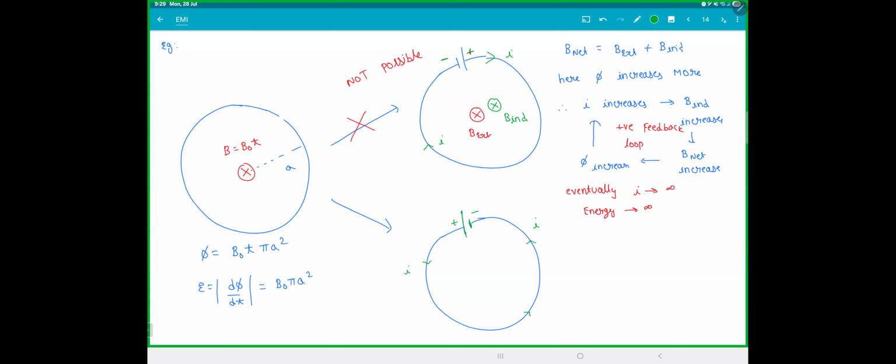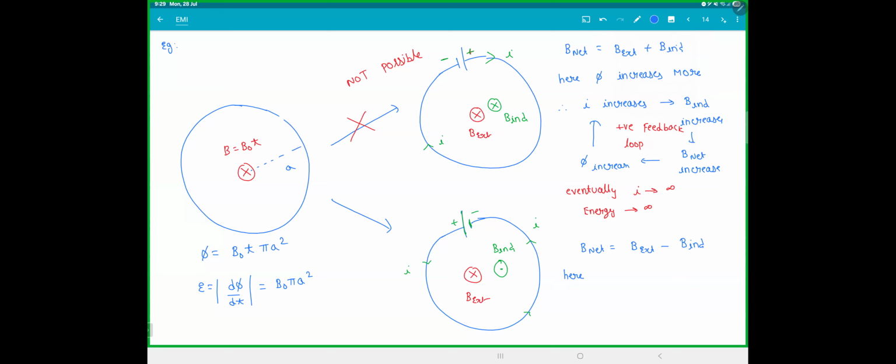But look at this one here. B induced is outside. In this case, you can't support it, because that is also increasing. You'll mess up the whole thing. The B external is downward. If you can see, both are opposite. So B net will be B external minus B induced. So if B external tries to increase, B induced will increase, and it will decrease the overall B.